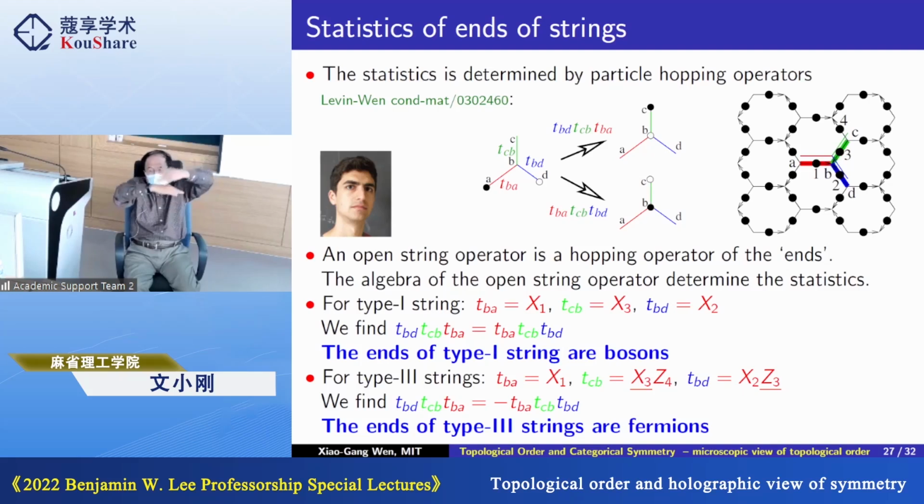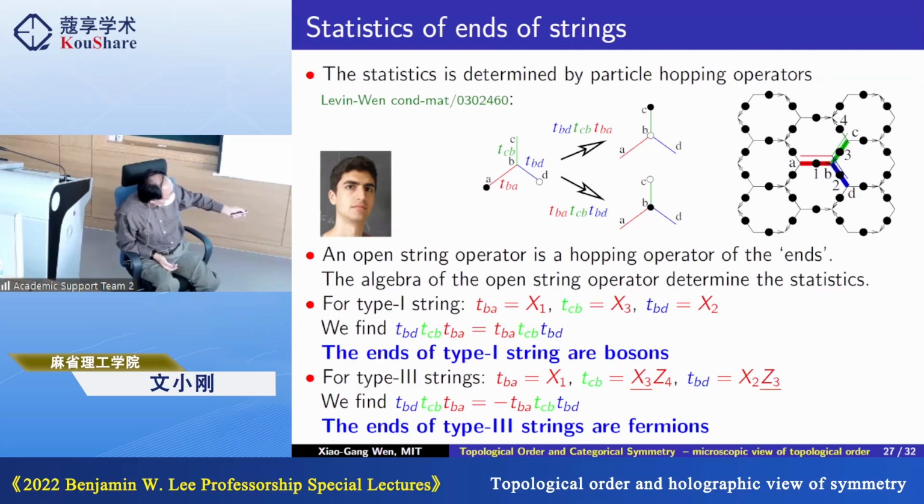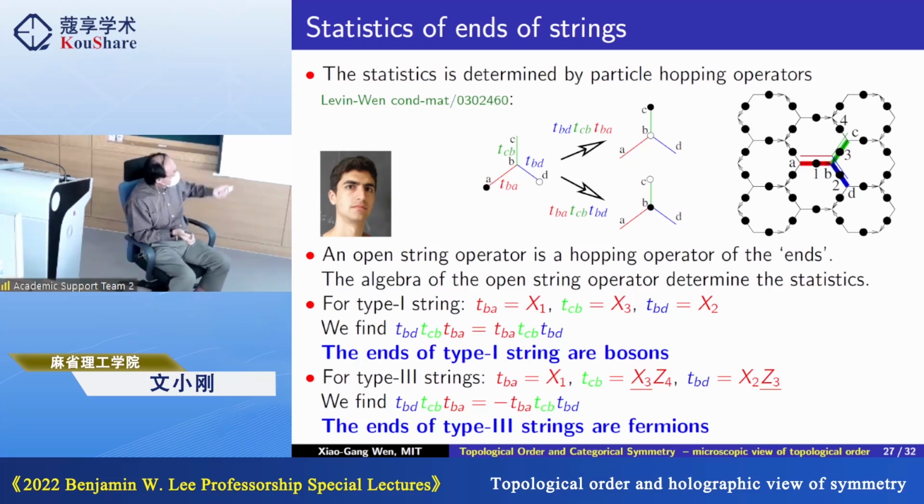For this combined string operator, the epsilon string operator or F string operator, from the hopping algebra there's actually a minus sign. So indeed, it's a fermion. So this way is a more precise way to derive that the end of the string is a boson or fermion. I think in the colloquium a few years ago, we used some cartoon picture to explain that. So this is a more formal way to derive this.